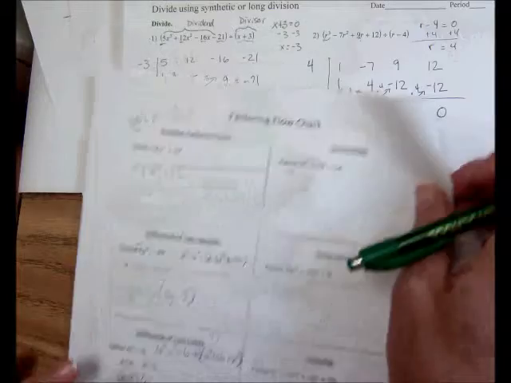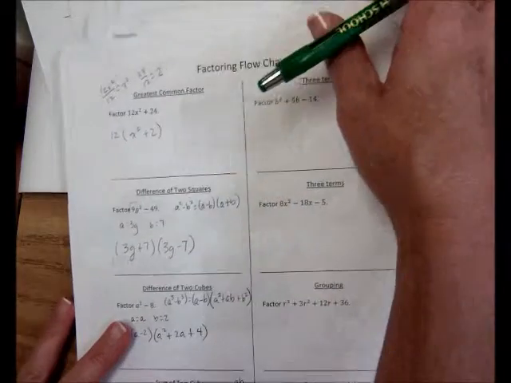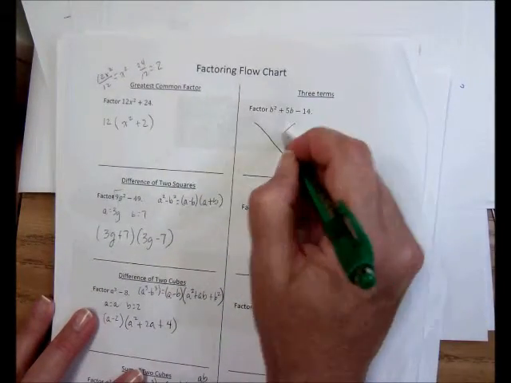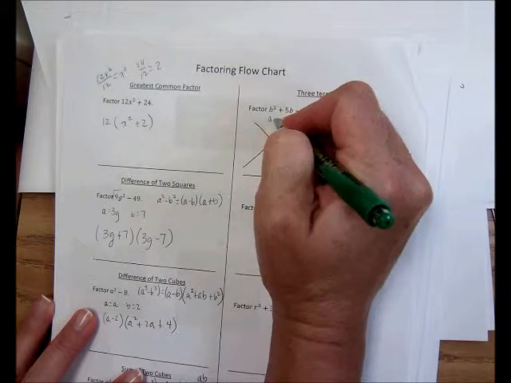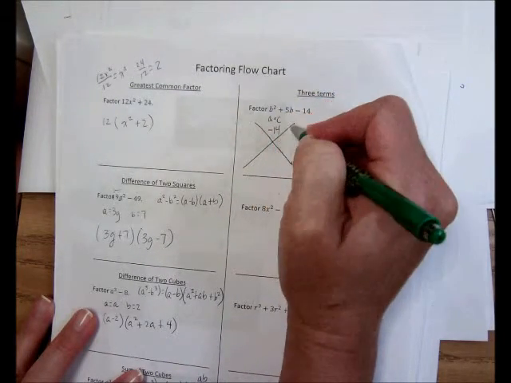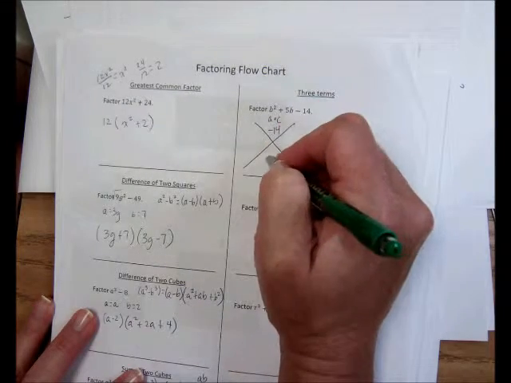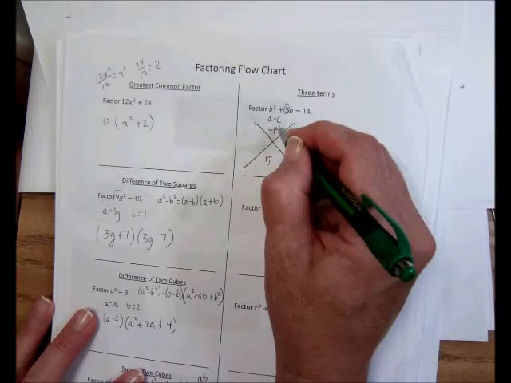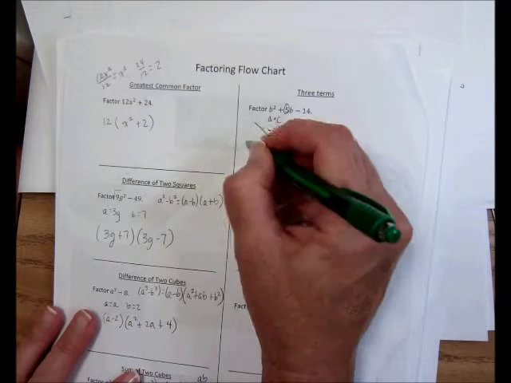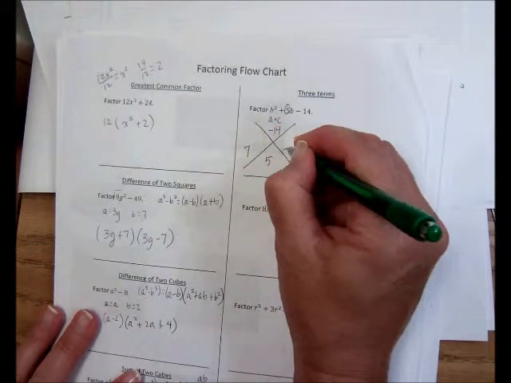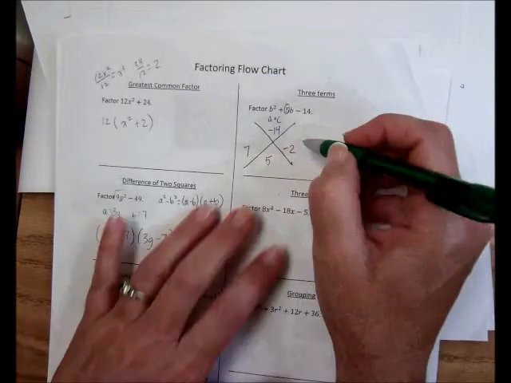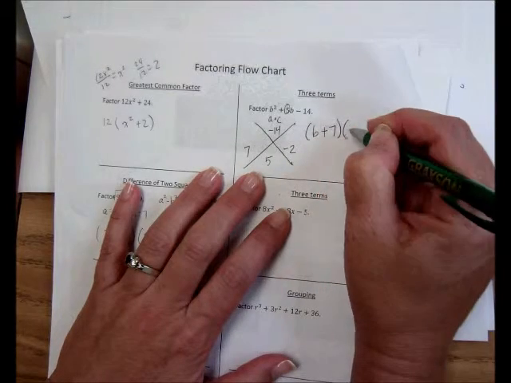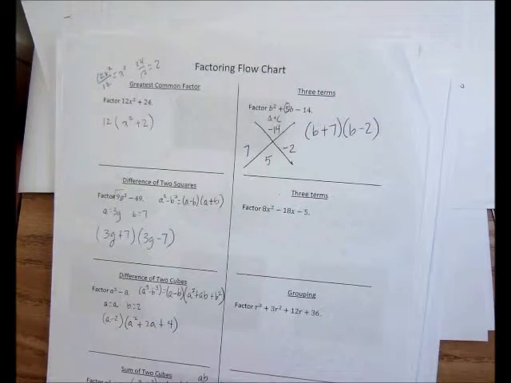Now the next situation is when I have three terms and the coefficient of the leading term is 1. In this case, I can just do the x factor. The x factor means I do a times c in my top x, and then 5 in my bottom, which is right here. I have to ask myself what two factors of negative 14 can be added together to equal 5, and those are 7 and 2. So then I have b plus 7 times b minus 2, and that is my final answer.